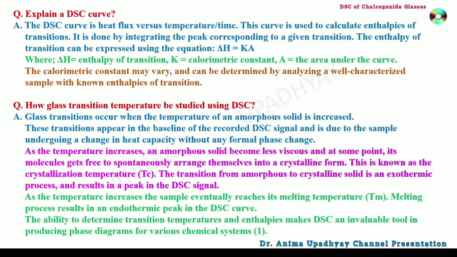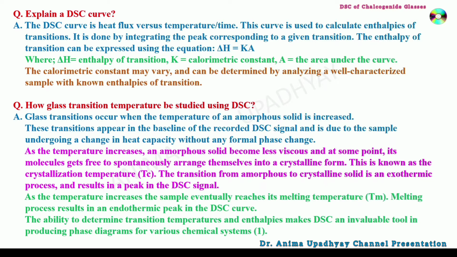The glass transitions occur when the temperature of an amorphous solid is increased. These transitions appear in the baseline of the recorded DSC signal and is due to the sample undergoing a change in heat capacity without any formal phase change. As the temperature increases, an amorphous solid becomes less viscous, that is free flowing, and at some point its molecules get freedom to spontaneously arrange themselves into a crystalline form. This is known as the crystallization temperature, abbreviated as Tc. The transition from amorphous to crystalline solid is an exothermic process and results in a peak in the DSC signal.